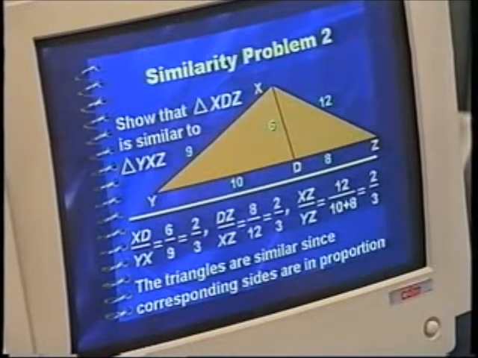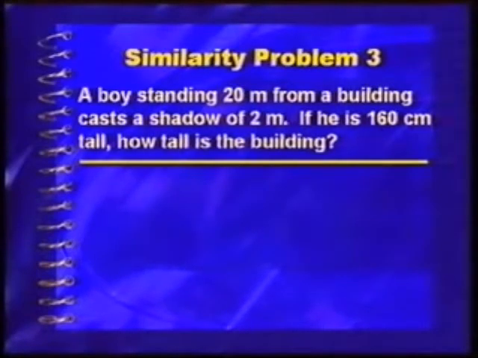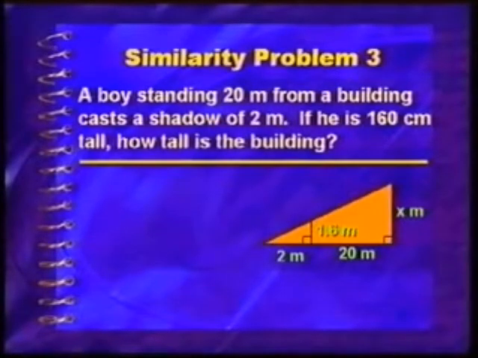Let's have a look at a practical problem now, because it's all very well having this. It's a little bit more theory. A practical problem would be, say, finding the height of a building, for instance, or in this case, the height of a boy we want to find. We know that a boy is standing 20 meters from a building, and it's casting a shadow of 2 meters. He is 160 centimeters tall. How tall is the building? So we actually have to find the building height.